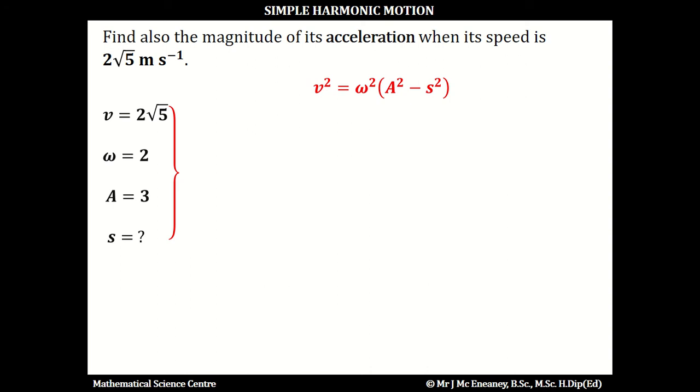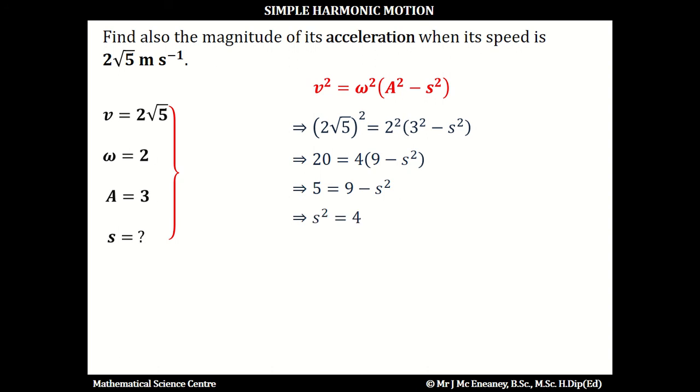So if we use the v-squared equation, v squared equals omega squared times a squared minus s squared. So this means 2 root 5 all squared is going to equal 2 squared times 3 squared minus s squared. Now 2 root 5 squared is 4 times 5, which is 20, and this is going to equal 4 times 9 minus s squared. If you bring the 4 over and divide, 20 divided by 4, which is 5, is going to equal 9 minus s squared. If you bring the s's to the left, you get s squared equals, and the constants on the right, s squared is going to equal 4. So this means s is going to equal 2 meters.